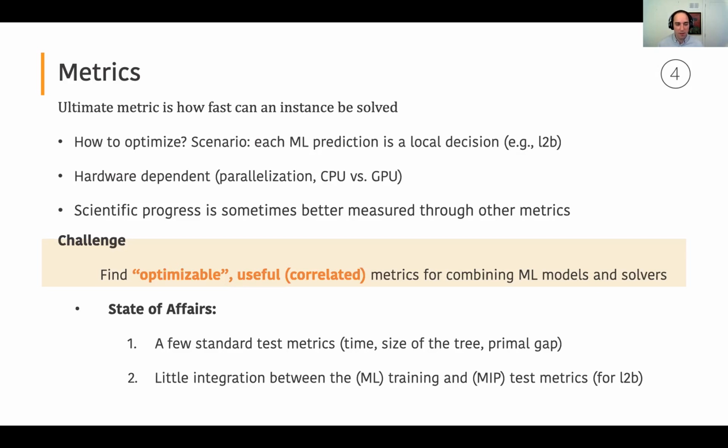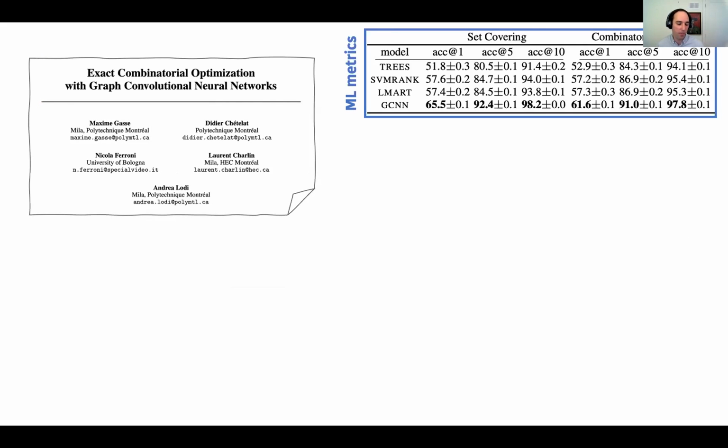In the state of affairs, I think there's a few standard test metrics that people have been using. I'll show you examples in the next couple of slides, including time, including size of the tree, and including primal gap in certain situations. In general, though, there is little integration, especially for tasks like learning to branch, between the ML training objective and the final MIP test metric that you care about.